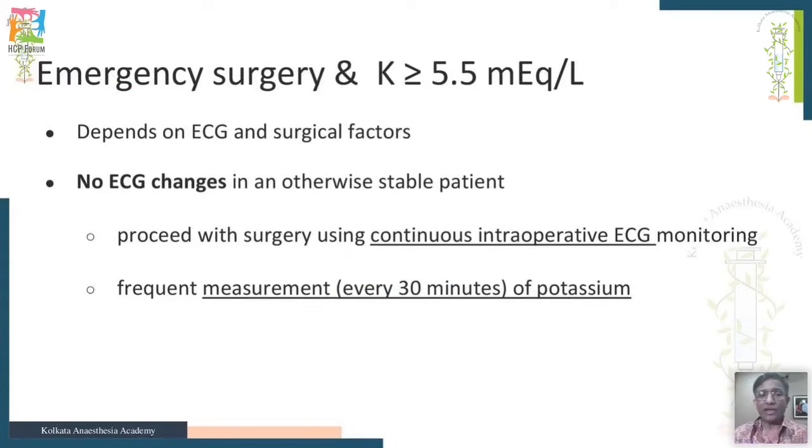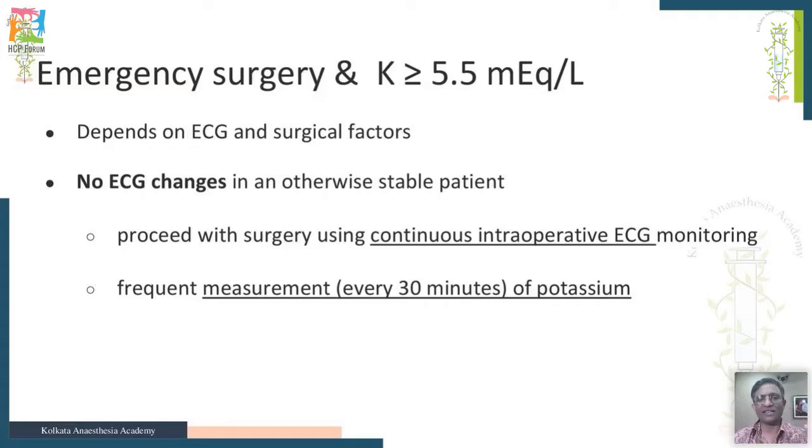But if it is not an elective surgery, if it's an emergency surgery and you find that the potassium is 5.5, ECG, there is no change. Again, this is from the consensus opinion that has been arrived at, that you can proceed with surgery in this scenario with continuous intraoperative ECG monitoring, and you should have the ability to measure potassium values at very regular intervals, maybe every half hourly.